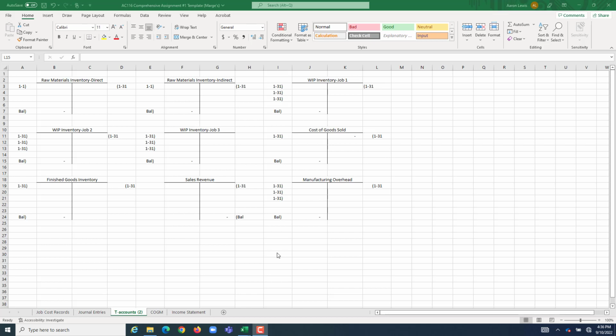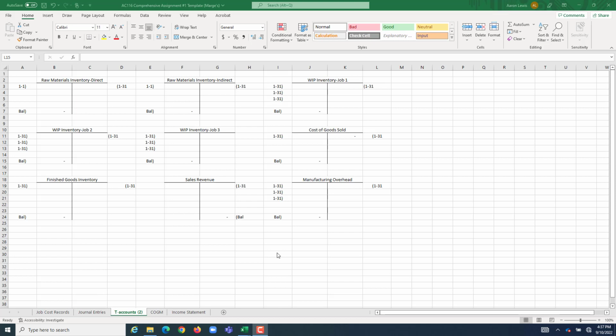Now that we've recorded almost all the journal entries, we should start preparing the balance of our T accounts, because we're going to need this not only to adjust our overhead account, but to prepare our cost of goods manufactured schedule and ultimately our income statement.